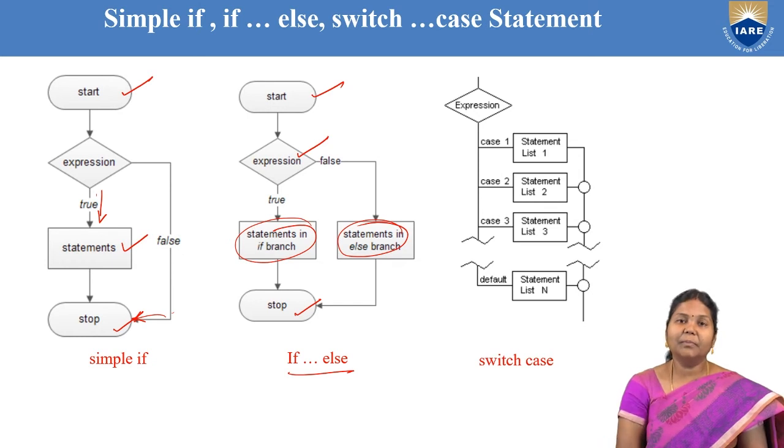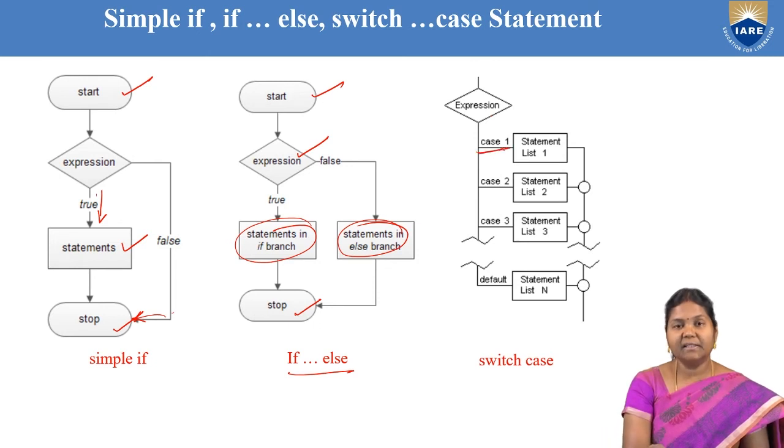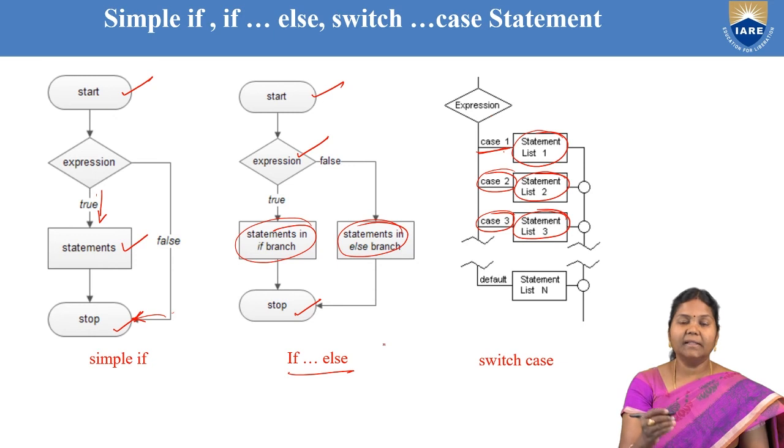Similarly, when you have multiple alternatives, then you have to go for a switch case statement. So you have to write down one expression. The expression may have multiple options. So if it is satisfying case 1, then you have to execute a set of statements. If it is not satisfying case 1, then check for case 2. Then you have to execute another set of statements. If it is satisfying case 3, then you have to execute another set of statements. Like that, it can have multiple number of alternatives. So if none of these cases are true, then you have to execute the default one, and the default statements you have to execute. So this is called a switch case expression, and this is the flow diagram for switch case.